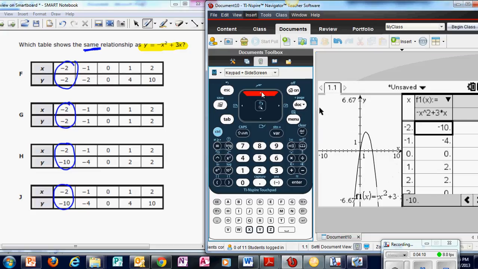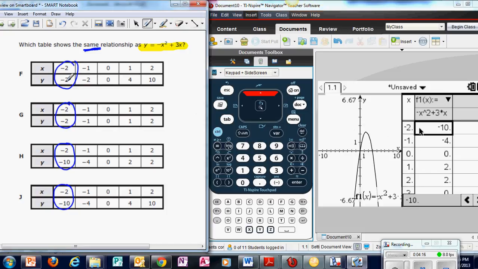So I'm just going to arrow up 2 spaces till I get to -2, and I can see that it's paired up with a -10 as the output. That lets me know F and G are both incorrect. So I just went from a 25% chance, 1 out of 4, to get this right, down to a 50% chance, 1 out of 2, which just increased my odds tremendously.